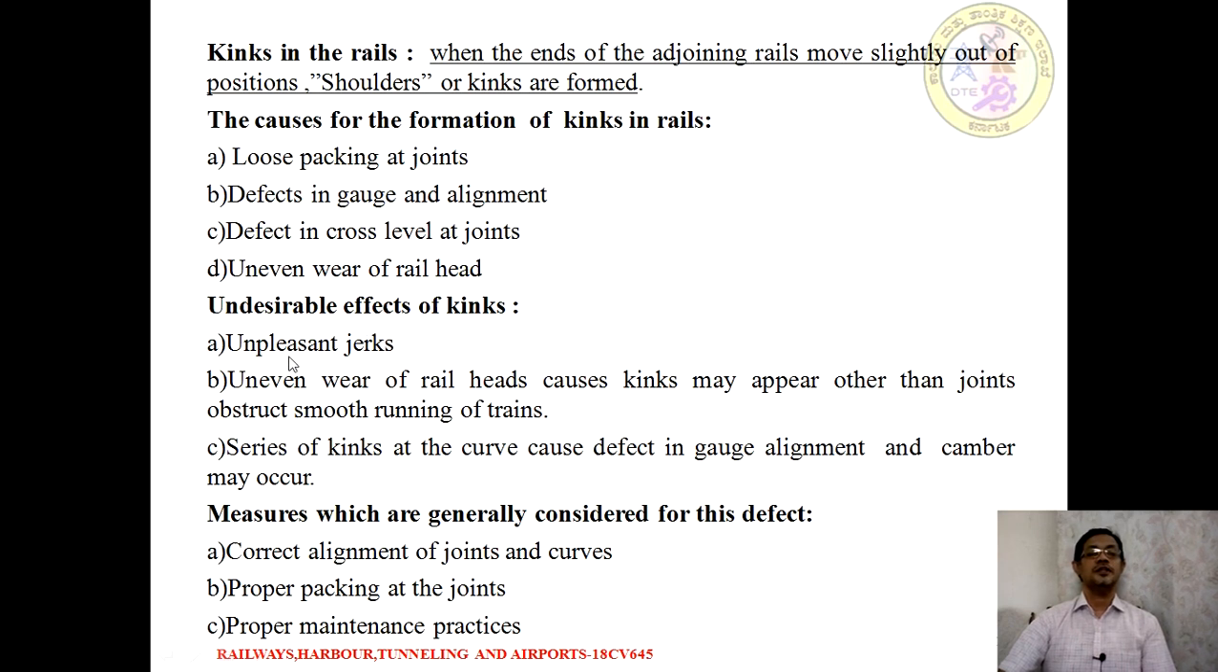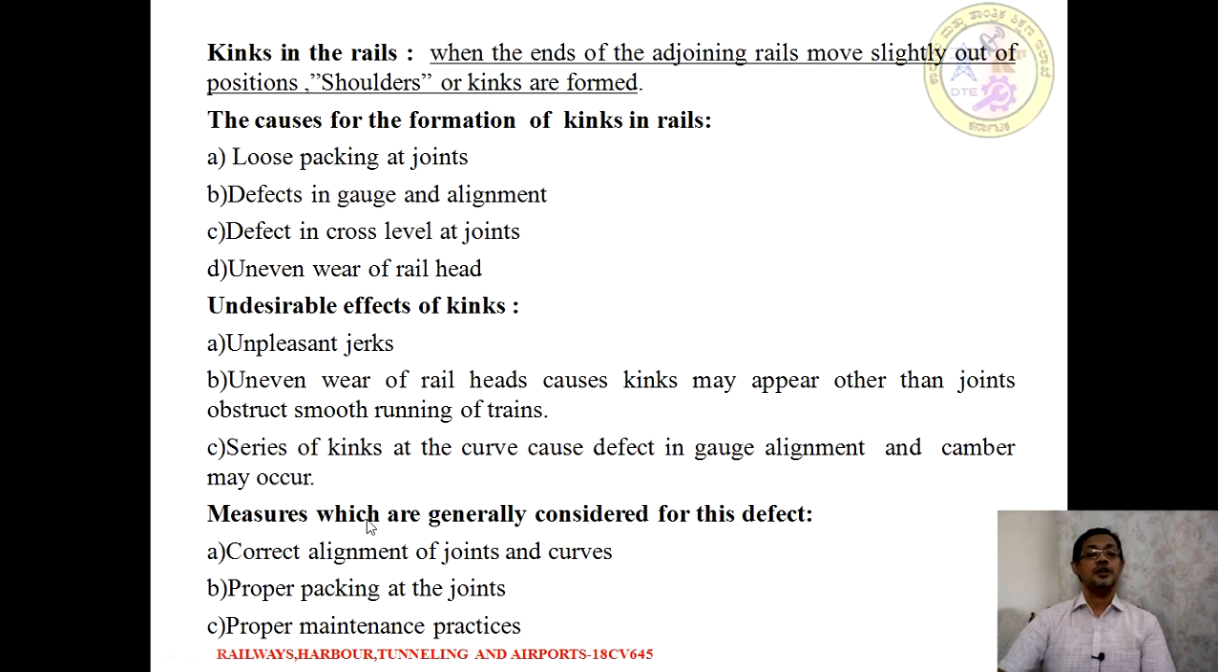Obviously its effects are unpleasant jerks, so the journey is not comfortable. Then there may be a further increase in uneven wear on the rail head. Especially, there is obstruction for the smooth movement of a train section, especially at the joint. Then a series of kinks, in case of a curve, causes a defect in the gauge, alignment or camber. So this is an undesirable effect.